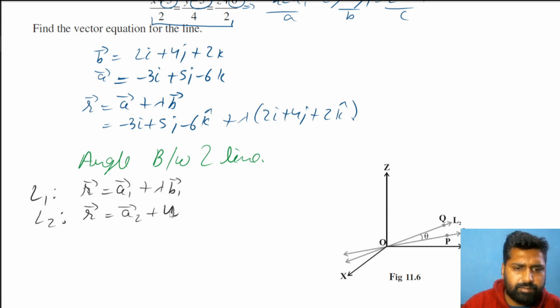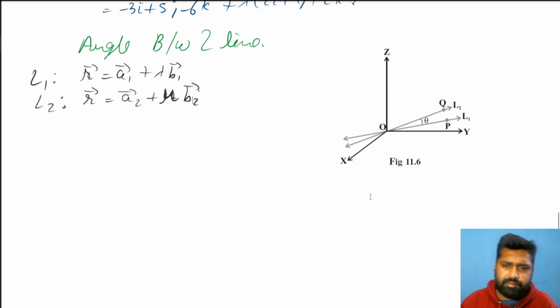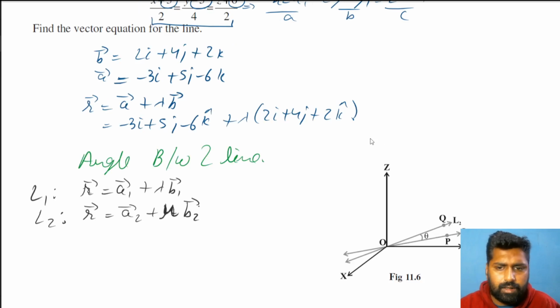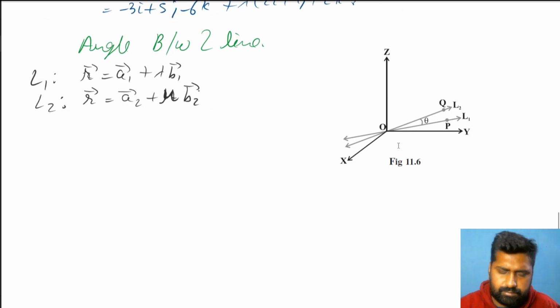Line 2 is a2 plus, let's say, mu b2. Either I take lambda 1, lambda 2, or lambda and mu, some other alphabet. Let's say this is the equation. If we want to know the angle between two lines, does the passing point have any effect on it? Whether one point is here or another is there, would it really affect theta? No. Then which thing will actually affect it? Basically your direction, the direction of this line.